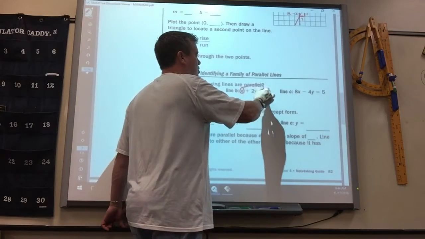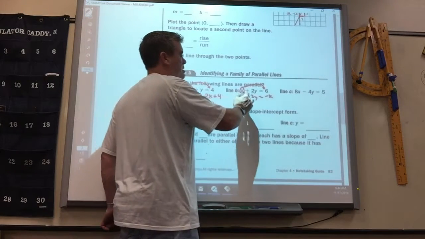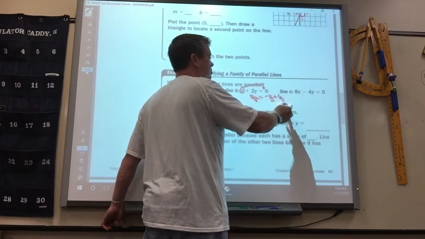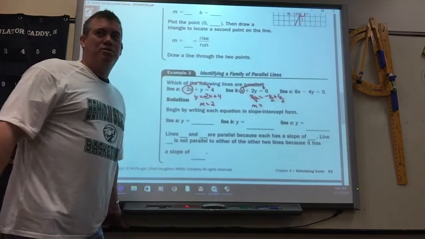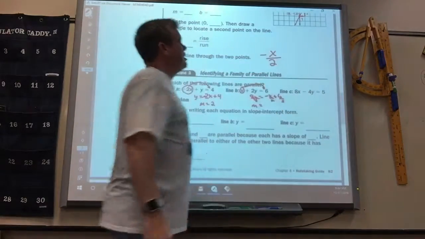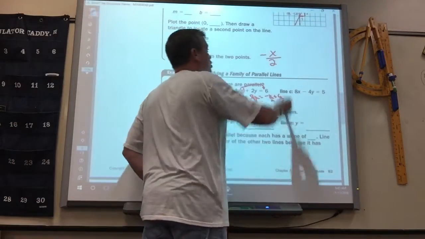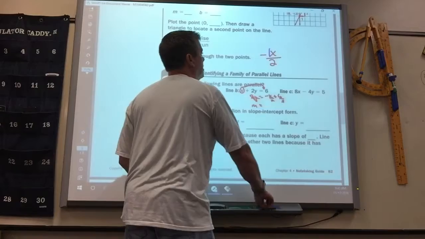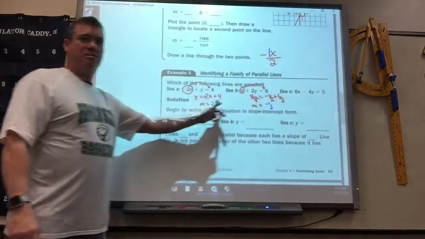Here I'd have to move the x over. So it'd be 2y equals negative x. It would change from plus to minus x plus 6. Then I gotta divide by 2. So what would this slope be? Negative x over 2 is? What would the slope be? Right, remember if there's no number in front of x, that means it's a 1. So the slope would be negative 1/2. So obviously these two are not parallel.